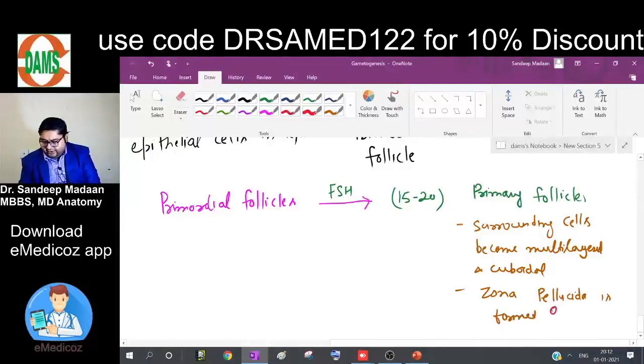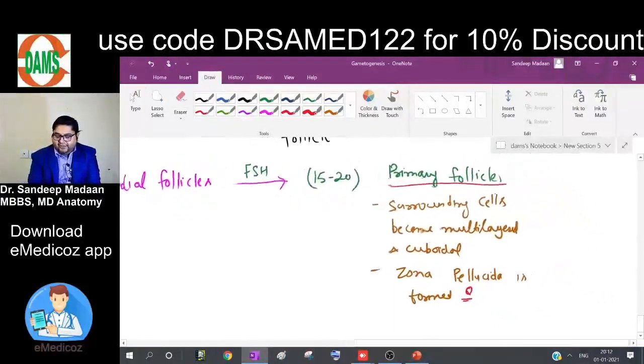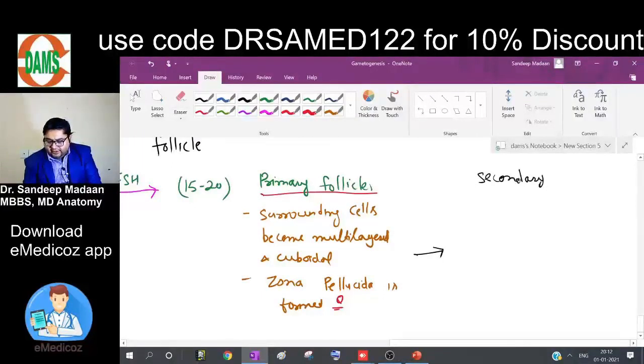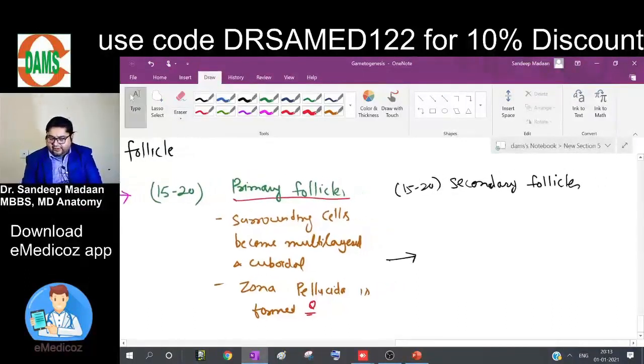This is again an important question. The zona pellucida is first seen in, answer, the primary follicle. Okay. Now these primary follicles will keep on growing and make the secondary follicles. How many secondary follicles will form? All 15 to 20 will reach the stage of secondary follicles, and in the secondary follicles the antrum is formed.